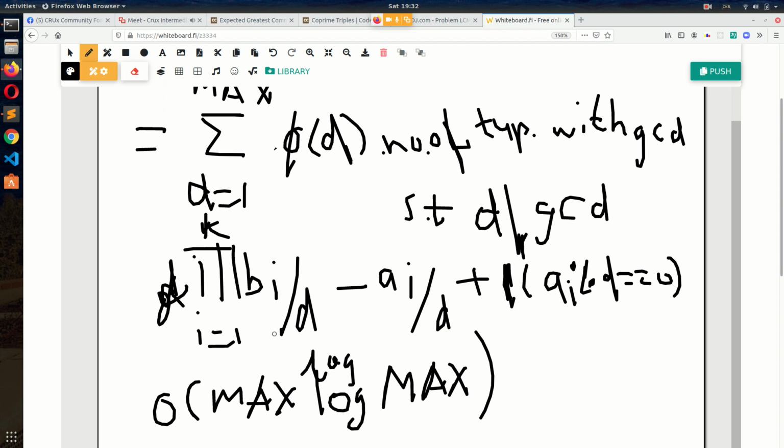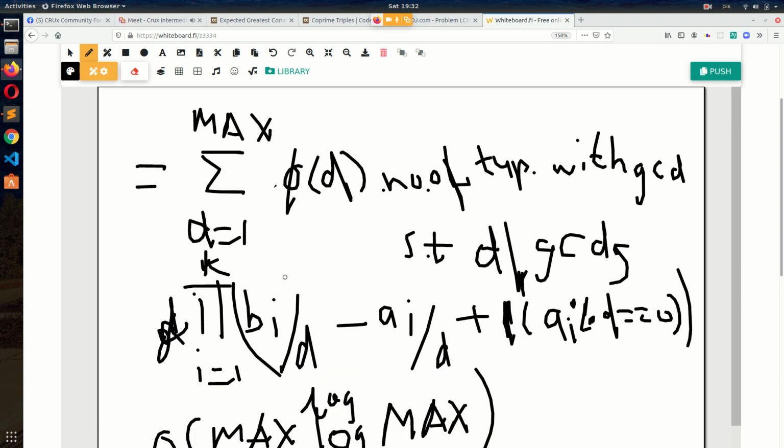So for one of the ranges, you can get the number of values which D divides. And if you multiply over all the ranges for a particular D, you would get the number of tuples that have a GCD which is divisible by D. So you get this value for a particular D, and you have pre-calculated phi of D here. In this way you can get this sum in O of max log max time.